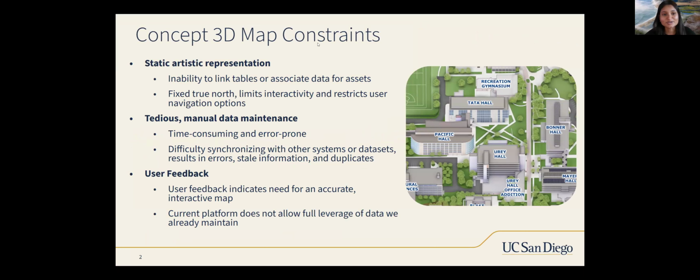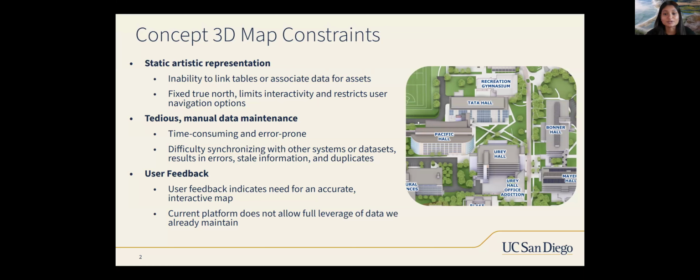Over the past few years of using this platform, several constraints have been identified, both by those who maintain it and by users. One of the primary constraints is that it is a static and artistic representation of the campus, which looks pretty, it looks nice, but there are so many limitations that it brings along with it. One of those is the inability to link tables or associate data for different assets. As you saw from our previous presentations, there is so much data that we maintain and that we do have available, but we are not able to present that to the public in this format. It also features a fixed true north.